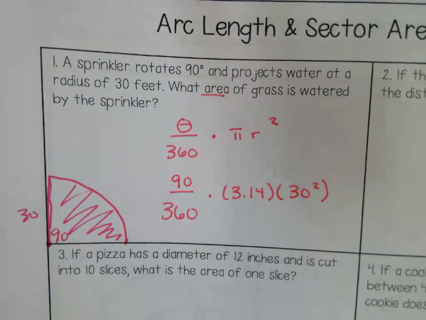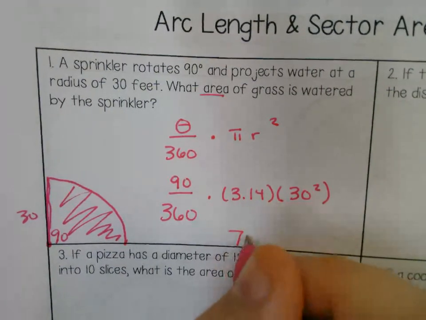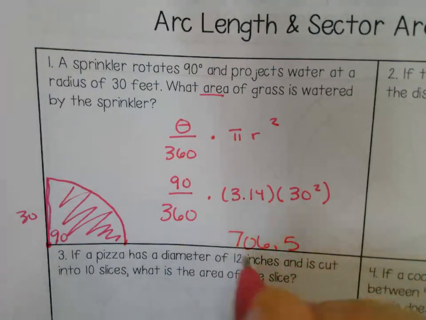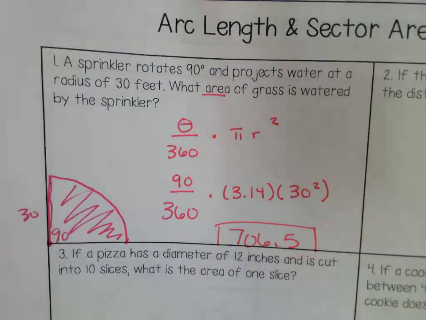So you're going to punch that into your calculator. My calculator has disappeared. Oh, there it is. We're going to punch that in, 90 over 360 times 3.14 times 30 squared, which is going to give me 706.5.